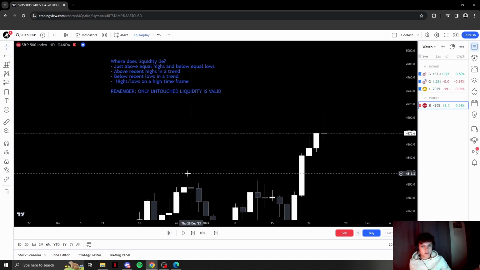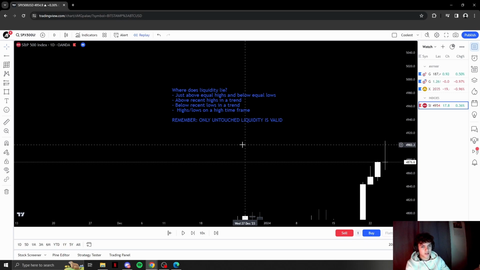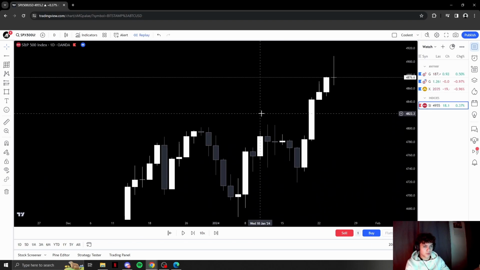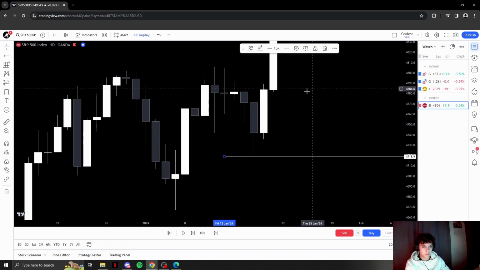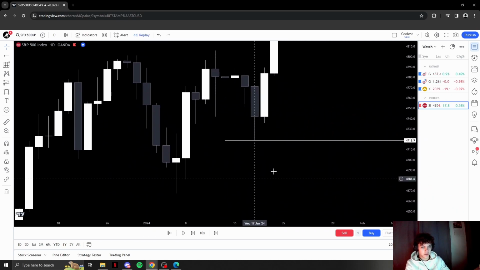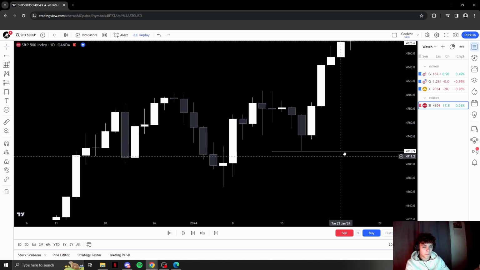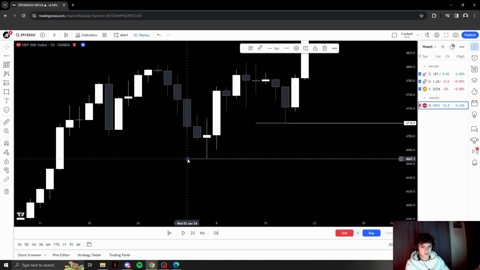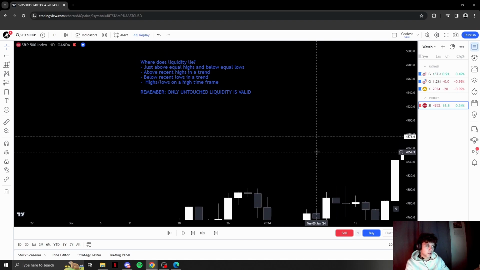And remember this, where does liquidity lie? Just above equal highs and below equal lows. It also lies above recent highs in a trend and below recent lows in a trend. So in this case, we're bullish on the daily. So where does it lie? Since we're bullish, it lies below these recent lows. It lies here and it lies here, and highs and lows on a higher time frame, that's where it also lies.